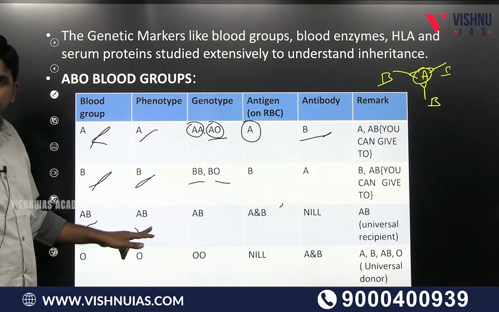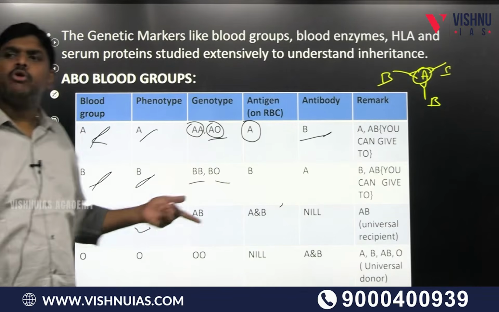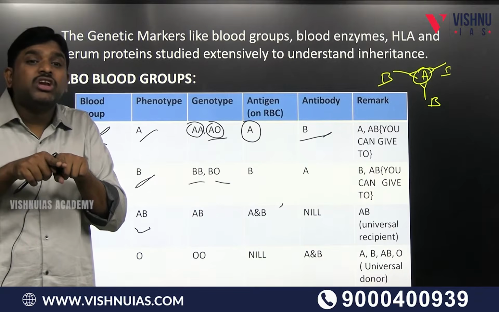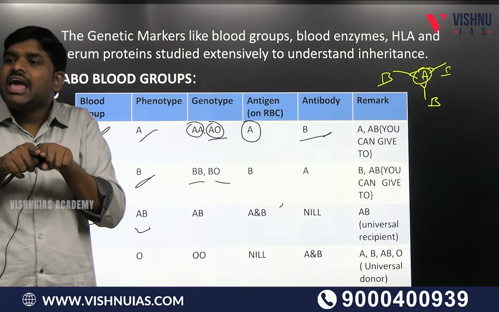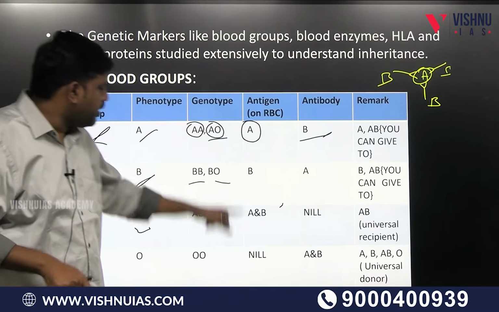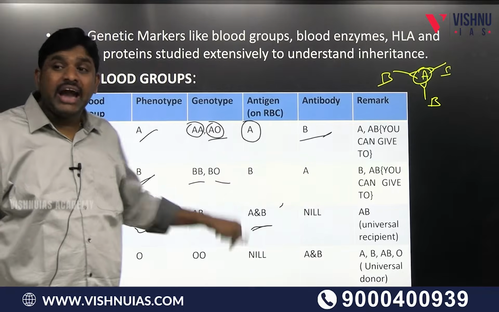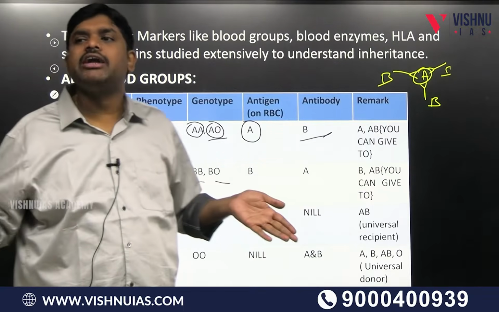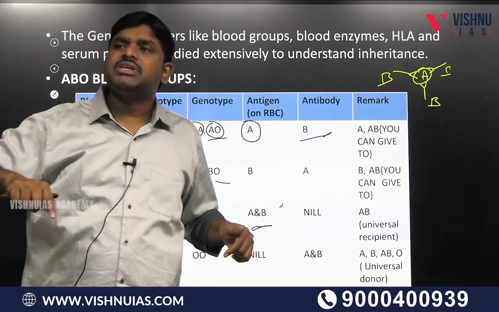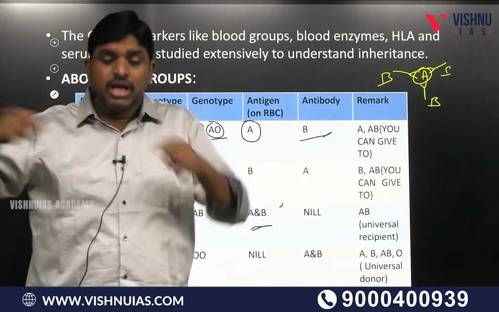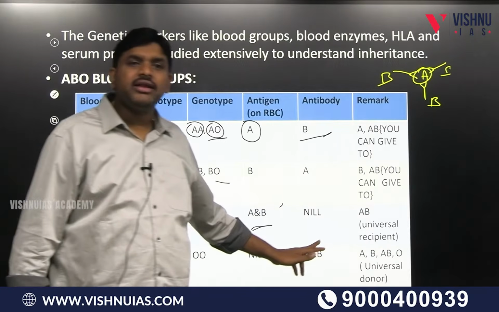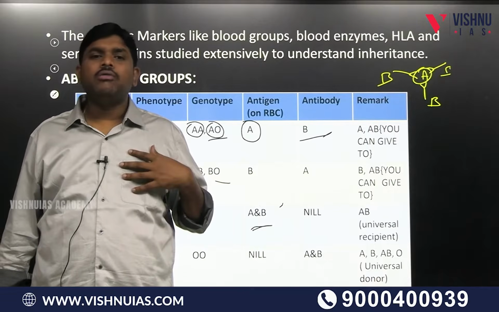AB: what is the phenotype? AB. Then what will be the genotype? A and B both will be present. Here both are codominant, both are equally important. There is no recessive, no dominant. Then the antigens will be A and B. When antigens A and B are both present, there will be no antibody. Why? Because if A is present, antibody B should be there, and if B is present, antibody A should be there. But when both A and B are present, there will be no antibody. So the antibody will be nil. AB is the universal recipient.